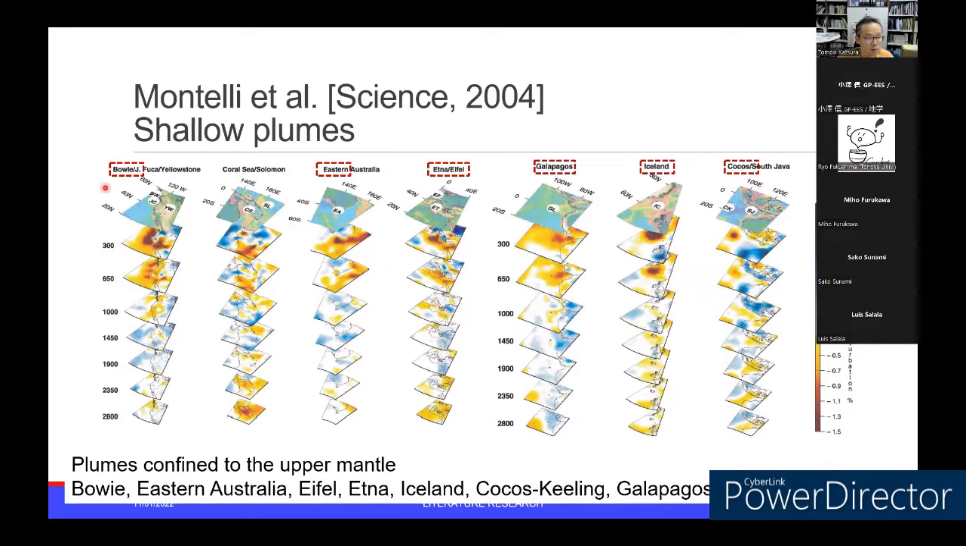For these hotspots, Bowie, Eastern, Etna, Eifel, Galapagos, Iceland, and Cocos, the trace of the low velocity zone is discontinuous into the lower mantle.